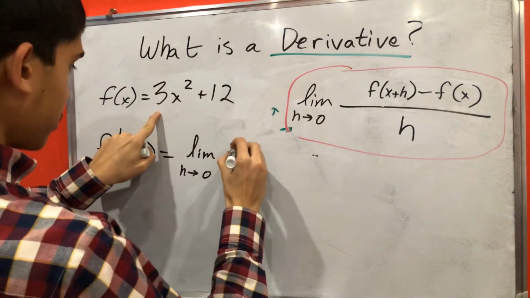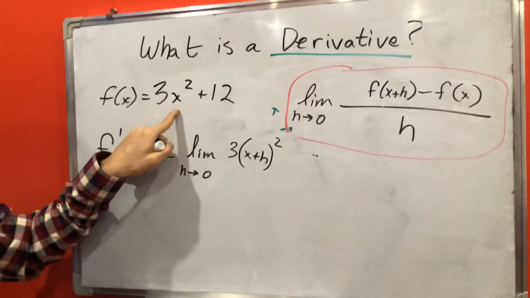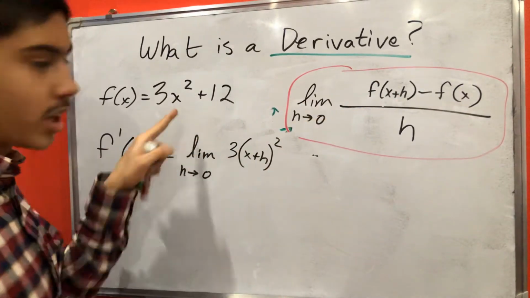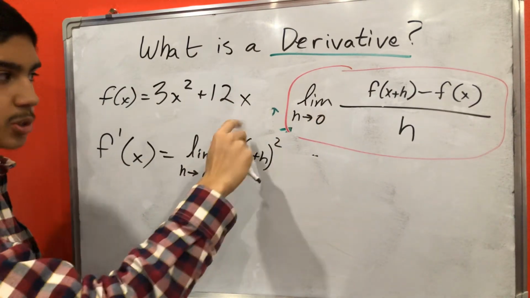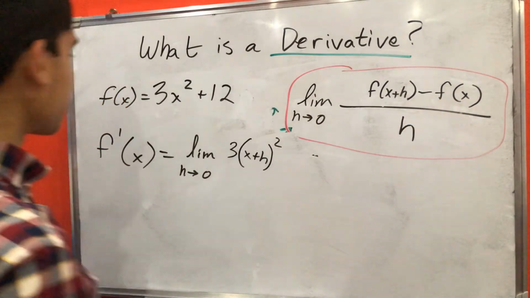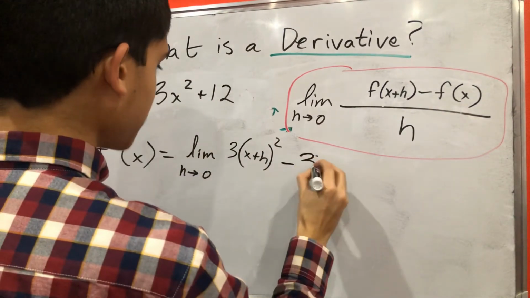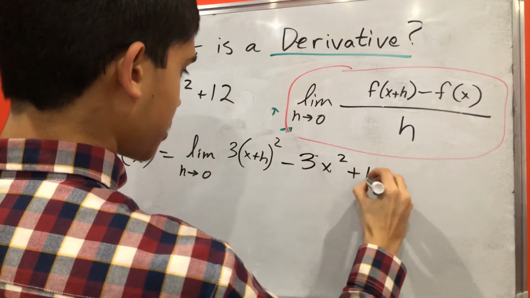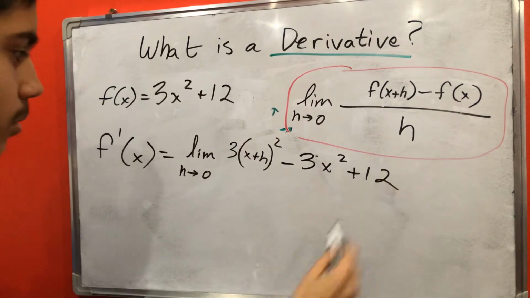So let's write it out. 3 times (x plus h) squared, right? We just replace x with x plus h wherever we see an x. Okay, and then minus f of x. Well, what is f of x? f of x is just this entire thing, right? So we're just going to subtract 3x squared plus 12. Okay, and after we do that, we want to divide by h.